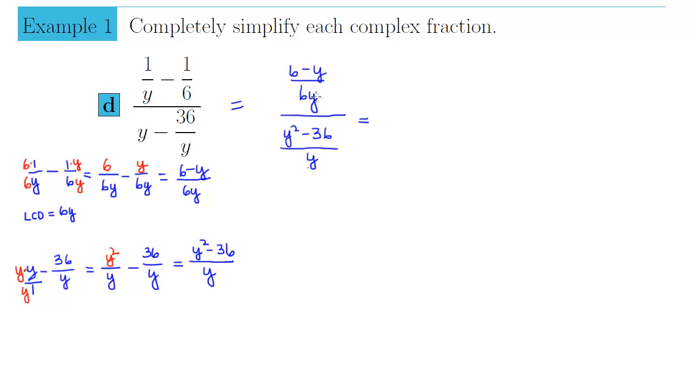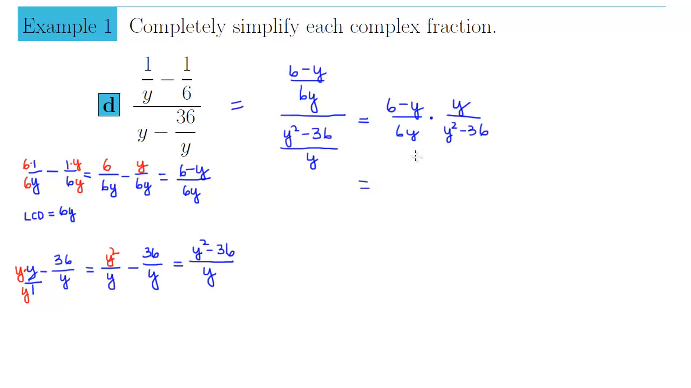How do we simplify a complex fraction when we have a simple fraction on top and the bottom? Well, we simply divide. That is, we take the numerator divided by the denominator. That's the same thing as saying 6 minus y over 6y times the reciprocal of the denominator, y over y squared minus 36.